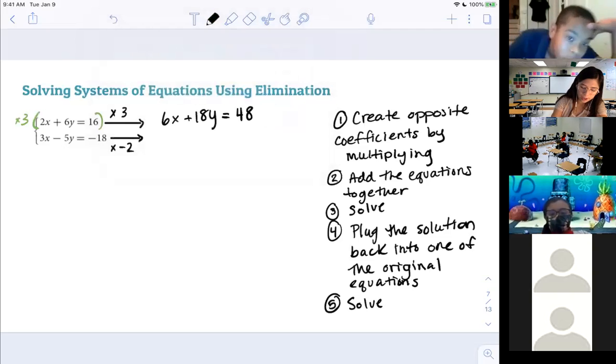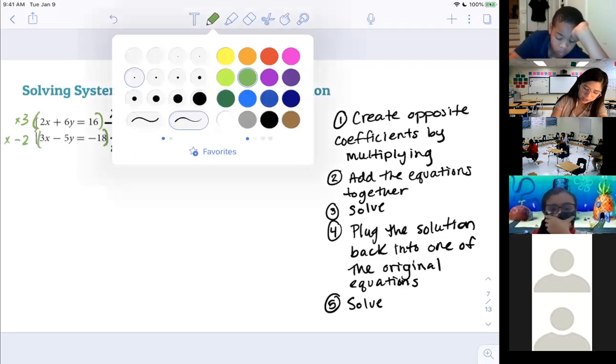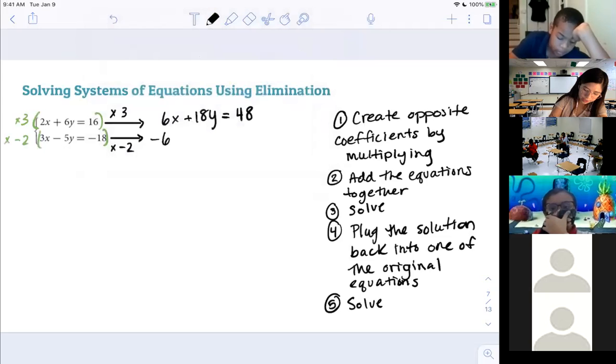For the bottom one, why am I multiplying the bottom one times -2 and not +2? To cancel it out, exactly. All right, so I have -6x plus 10y, good Janelle, equals +36. Good, step 1 is done.